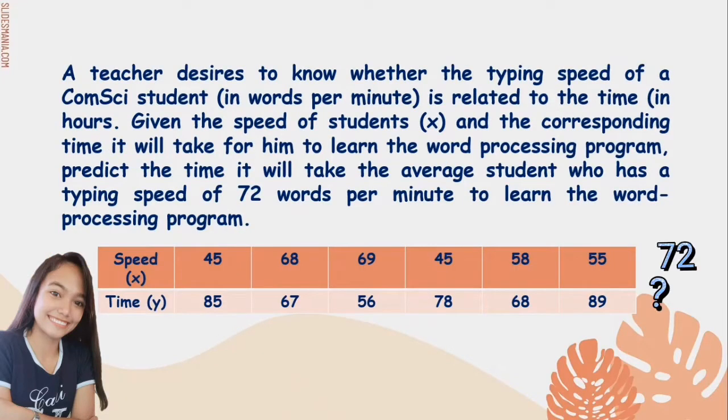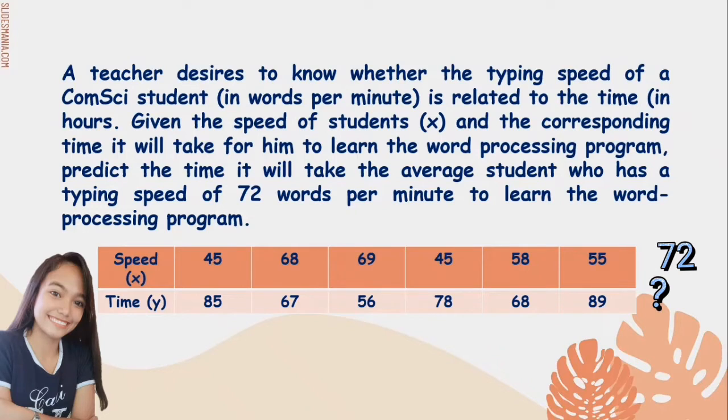So let's have example number 2. A teacher desires to know whether the typing speed of a computer science student in words per minute is related to the time in hours. So given the speed of the student will be the x, and the corresponding time it will take for him to learn the word processing program, predict the time it will take the average student who has a typing speed of 72 words per minute to learn the word processing program.